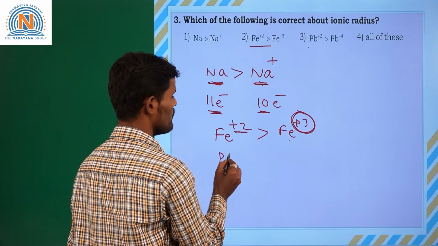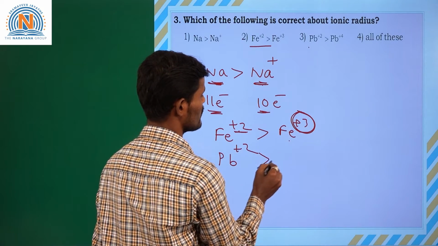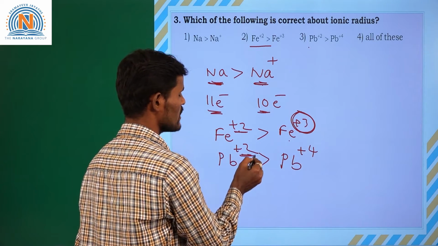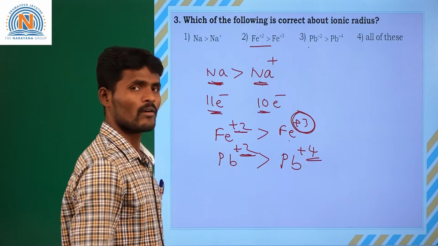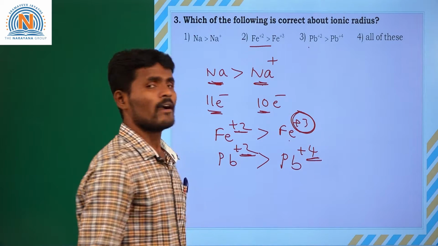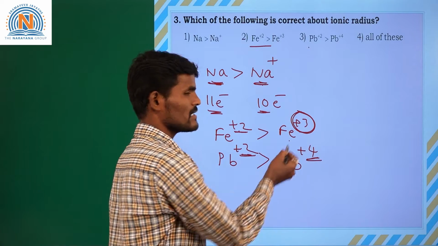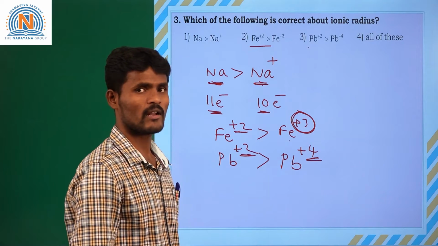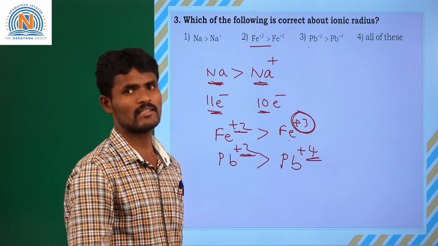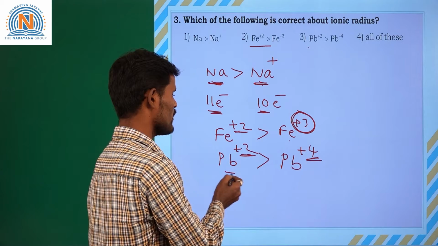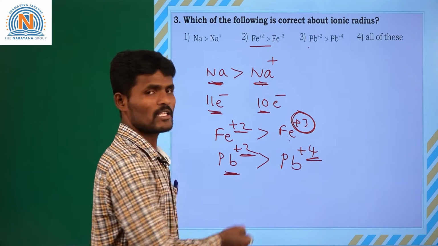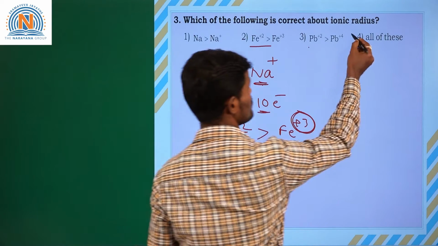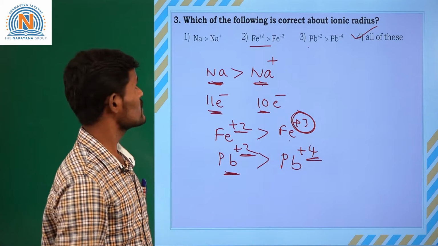Next, third option. See here, Pb plus 2 is greater than Pb plus 4. Here also, the positive charge is plus 2, here plus 4. More is the positivity. As the electropositivity increases, as the number of positive charges increases, the nuclear power of attraction also increases, then the size will decrease gradually. Clearly, the radius of Pb plus 2 is more than the radius of Pb plus 4. The answer is all of these, all are correct. Next, fourth question.